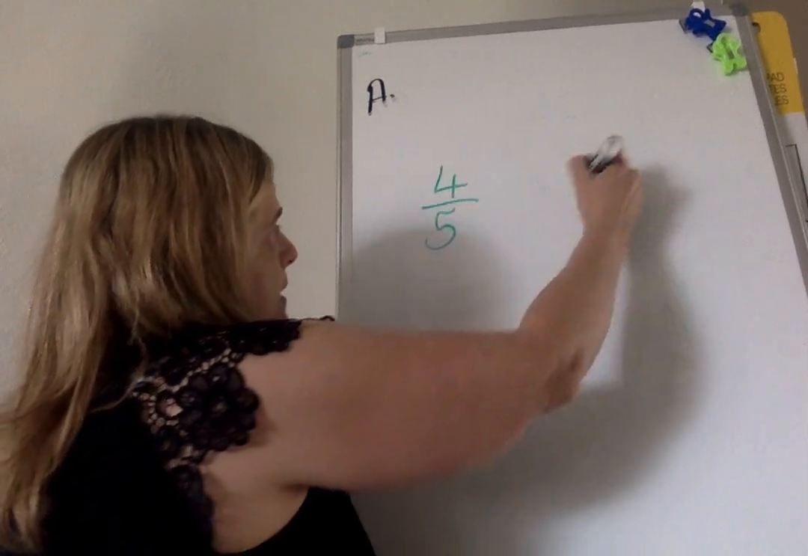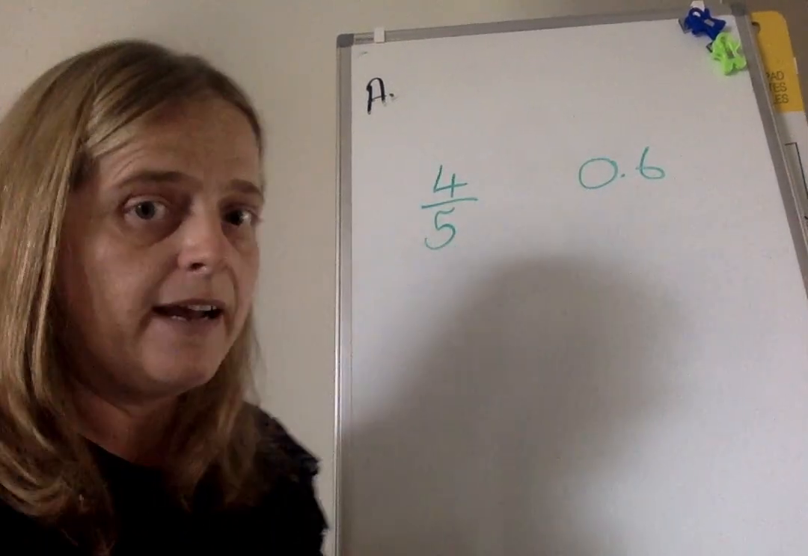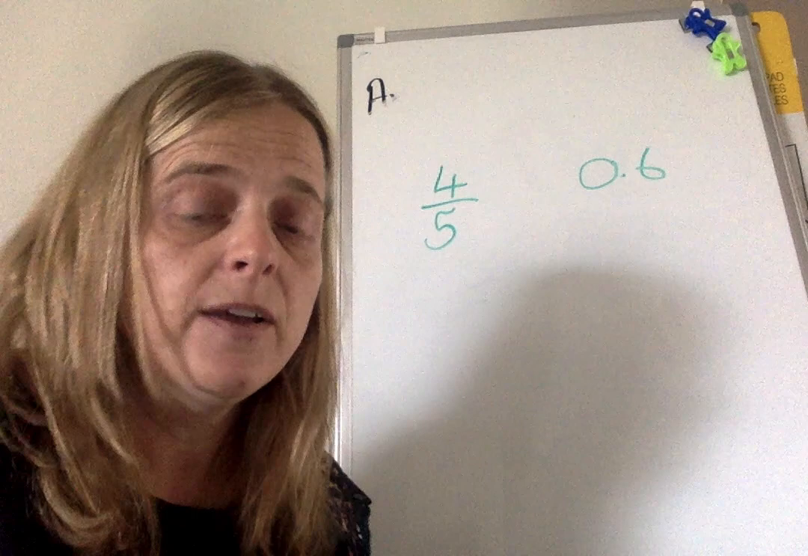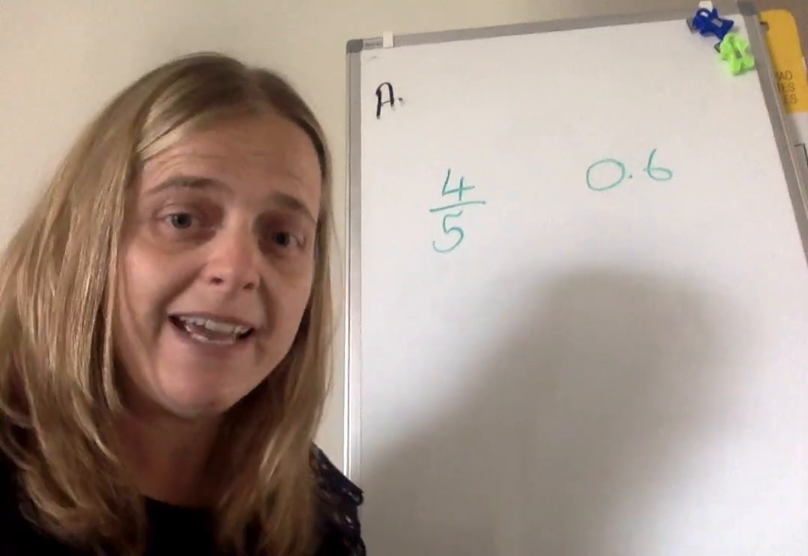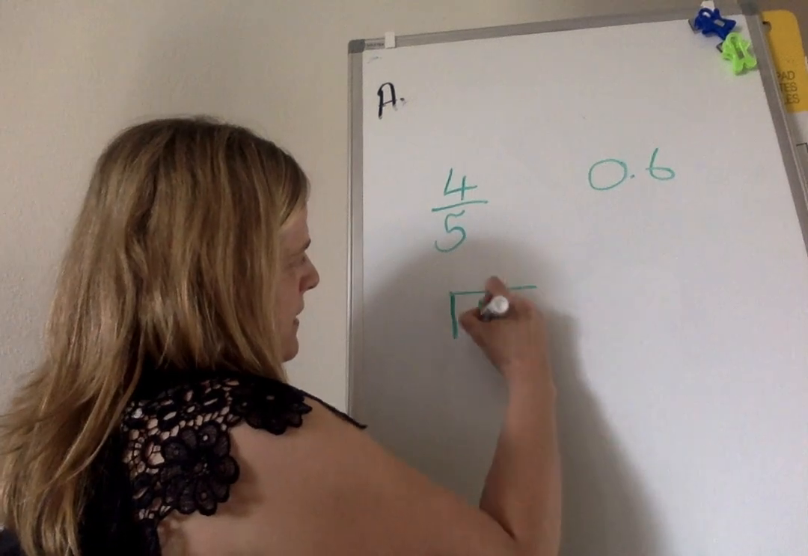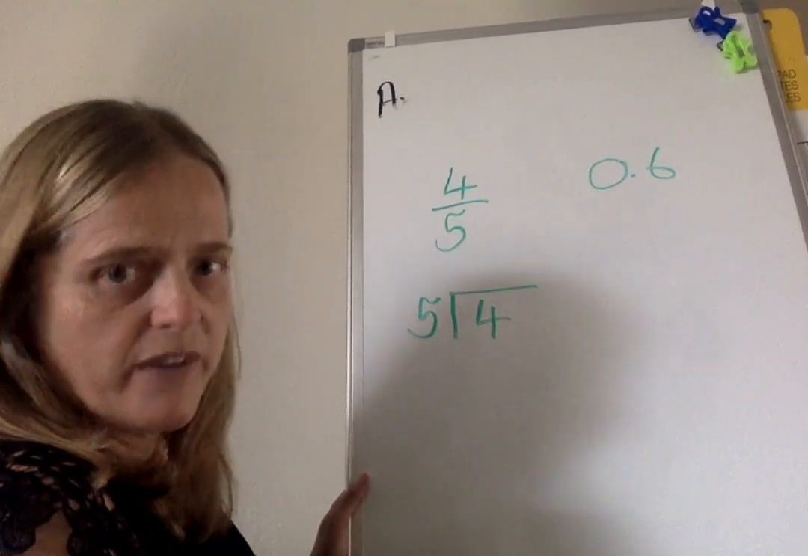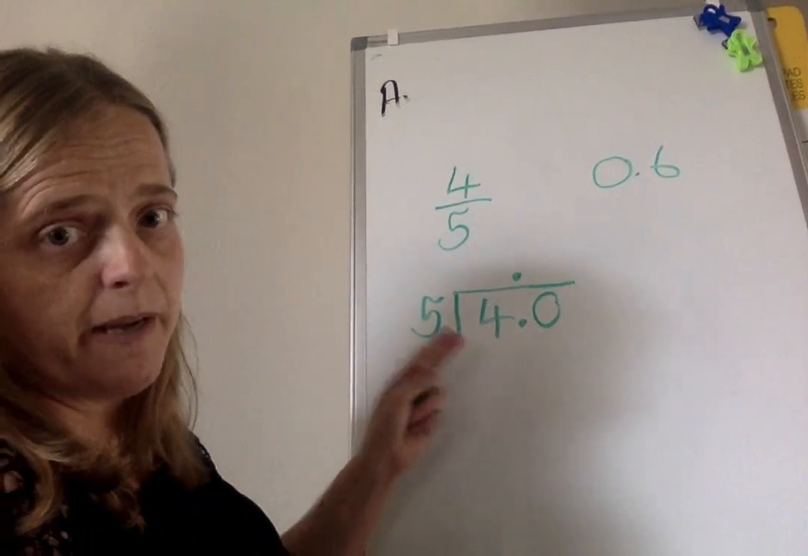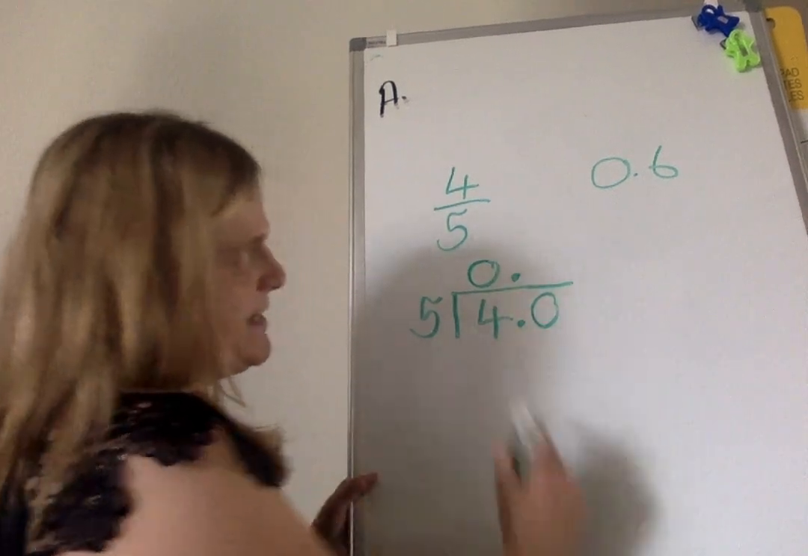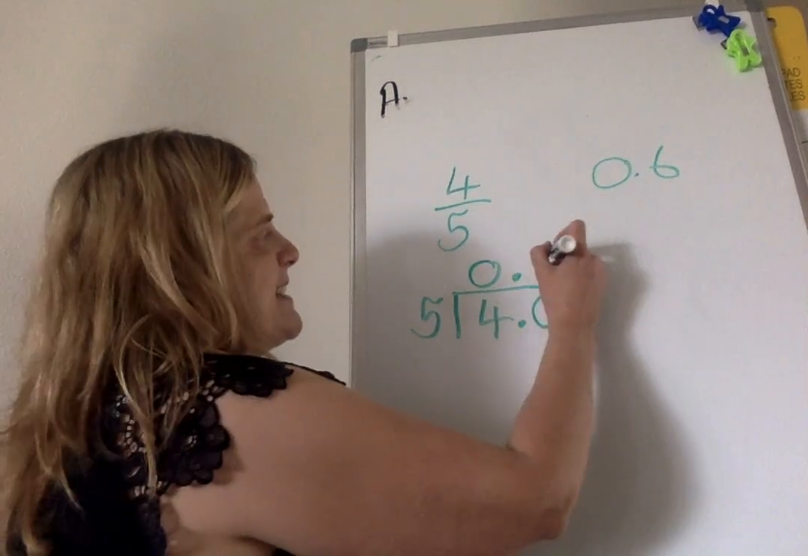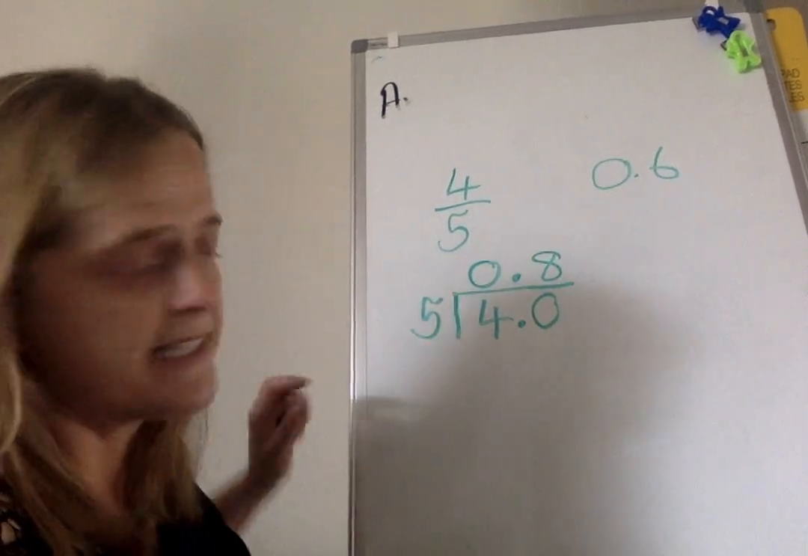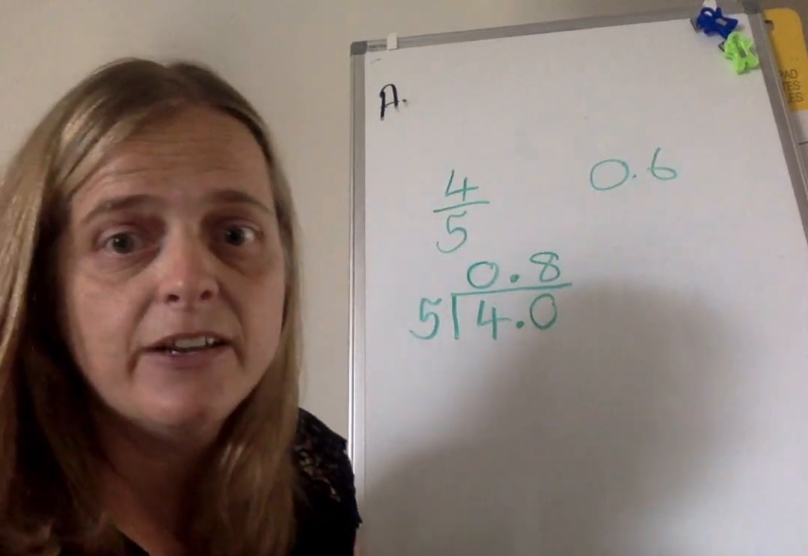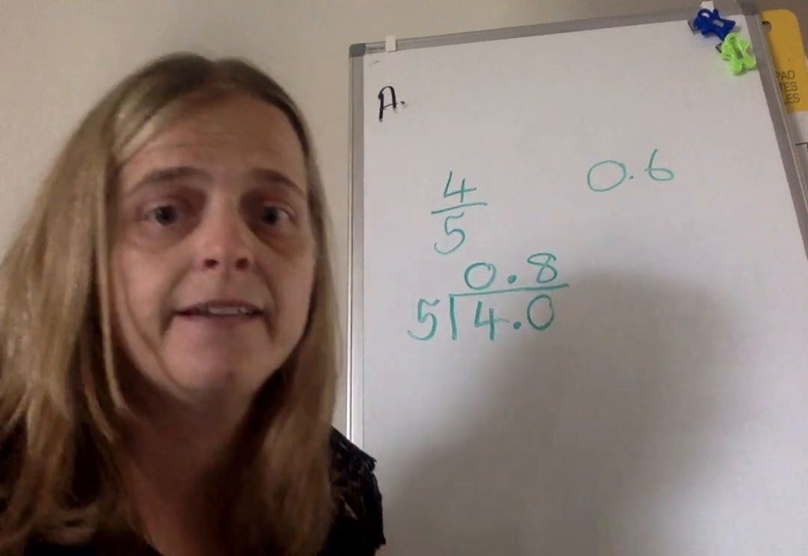Another problem you might be asked to solve is a comparison. 4 over 5 compared to 0.6. Now, I grew up in the UK, we have a 20 pence. I learned what fifths are, 20, 40, 60, 80, 100. But if you don't know that, because in America you have the 25 pence, you're going to take 4 and divide it by 5. Oh no, it won't divide. Add a decimal, put it into the quotient, add a 0 to help. Is 4 divisible by 5? Nope. Is 40 divisible by 5? Yes. 5 times 8 is 40. So 4/5 is the same as 0.8. Now you can compare 0.8 and 0.6. You can see which one is greater, less than, equal to.